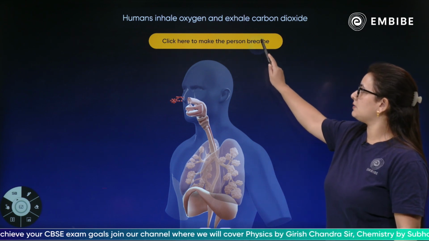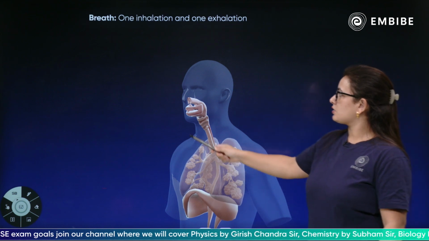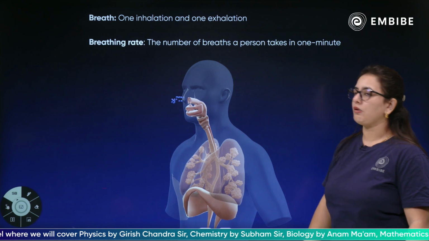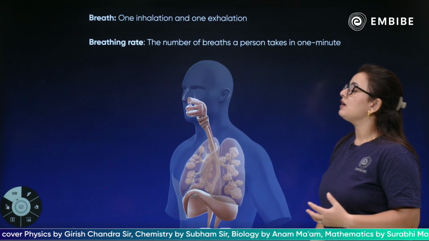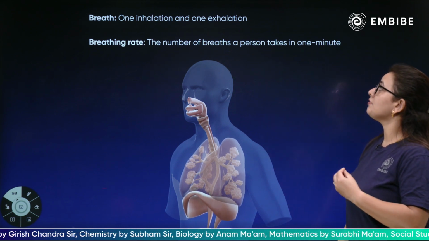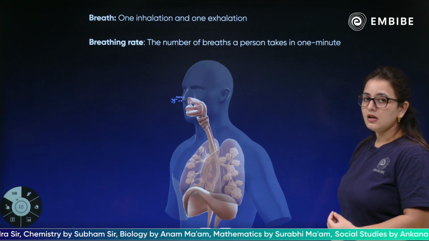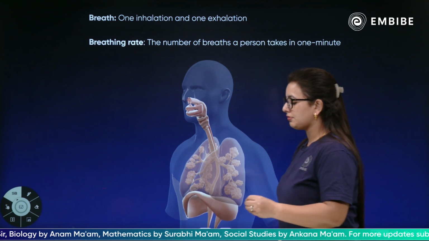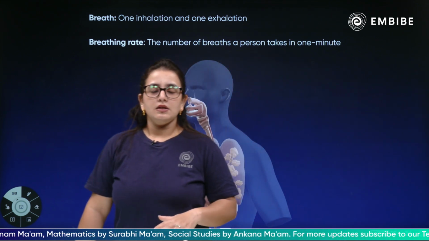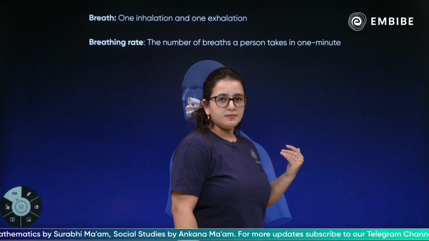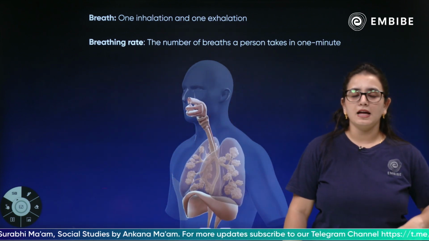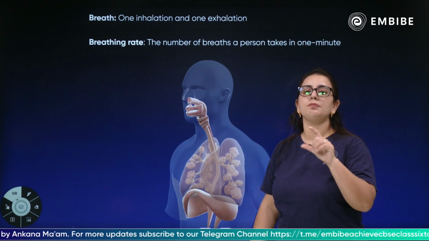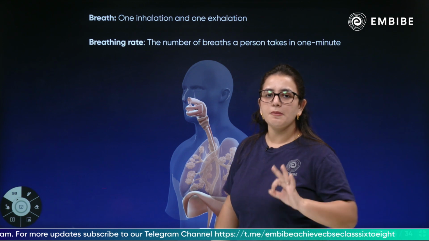Let's see how a person breathes. The oxygen molecules are going in and carbon dioxide molecules are coming out. Children, one inhalation and one exhalation at a time. Breathing rate is the number of breaths a person takes in 1 minute. What is a breath? One time inhale of oxygen, one time exhale of carbon dioxide. The number of times we do that in a minute is our breathing rate.